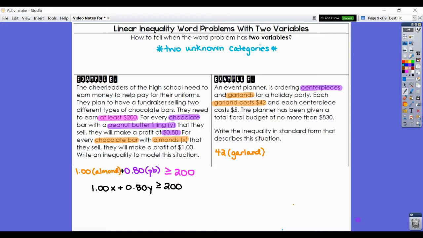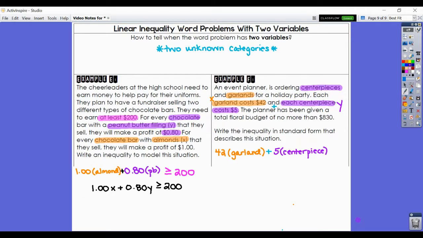Then we have an and here, which means we're combining that with each centerpiece costing $5. So since each centerpiece costs $5, again, that's multiplication, but it's a centerpiece, not a garland. So we do a different variable, let's say y, after we write this out. And this will be 5 per centerpiece. So if I buy one centerpiece, it's just $5. If I buy two centerpieces, it's 10, etc., etc.